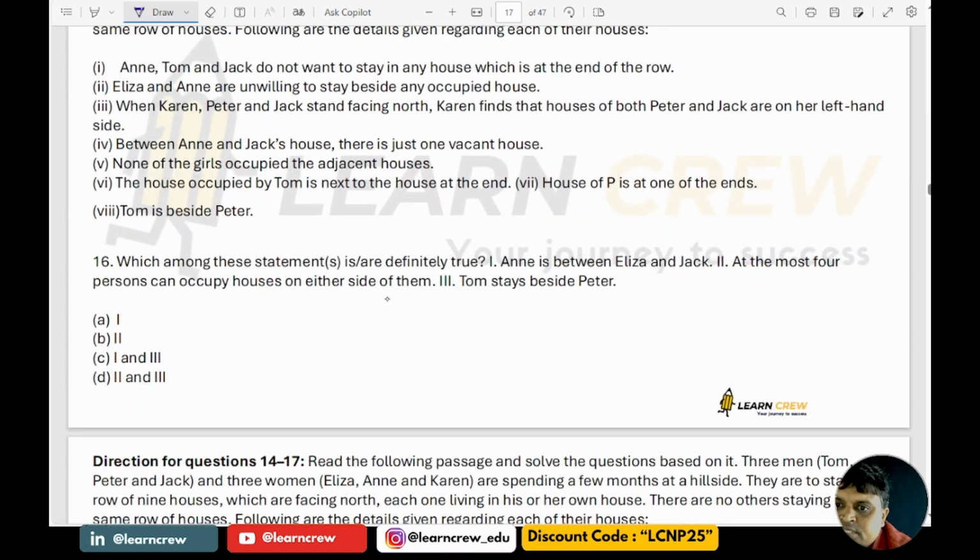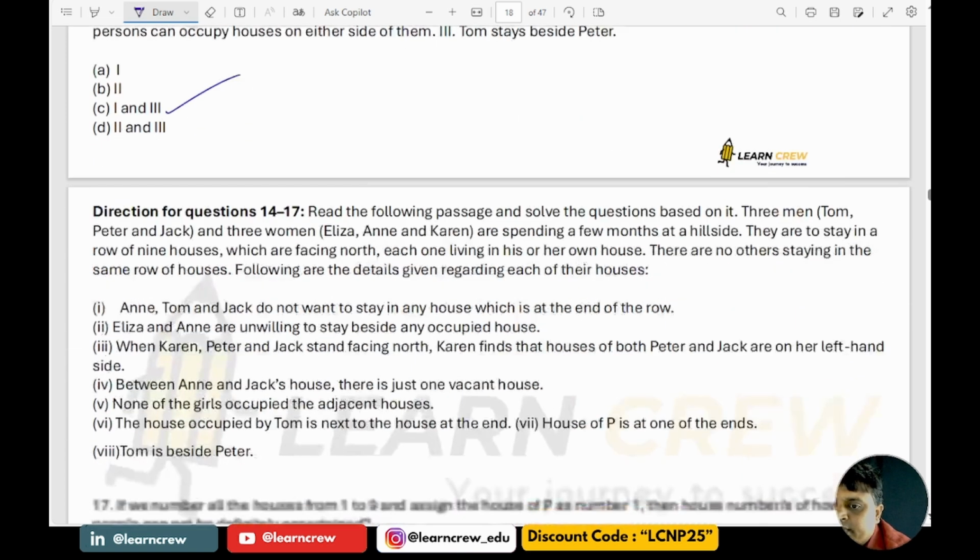Next. Which among these statements is definitely true? Annie is between Elijah and Jack. Is it correct here? Correct. At the most, 4 persons can occupy houses on either side of them, which is wrong. Tom stays beside Peter, which is correct. So 1 and 3 are definitely correct.